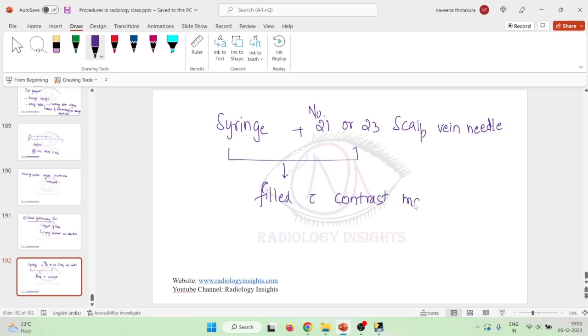While you are filling the syringe with contrast material, make sure that there are no air bubbles, because if there are air bubbles, these will mimic calculi. Because they mimic calculi, in the study we will make sure that there are no air bubbles.